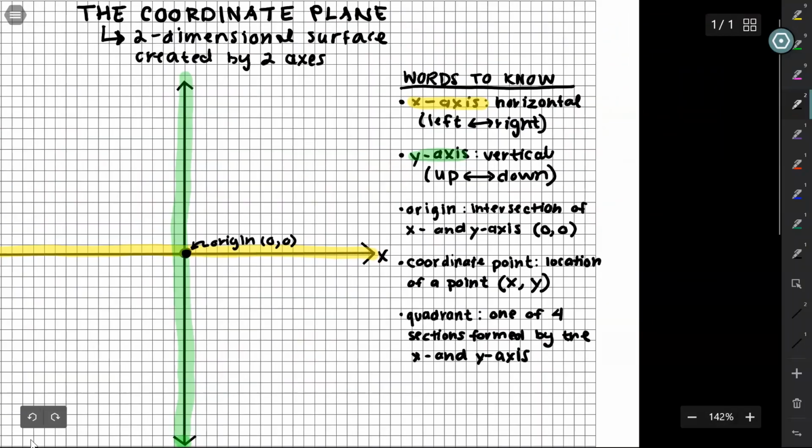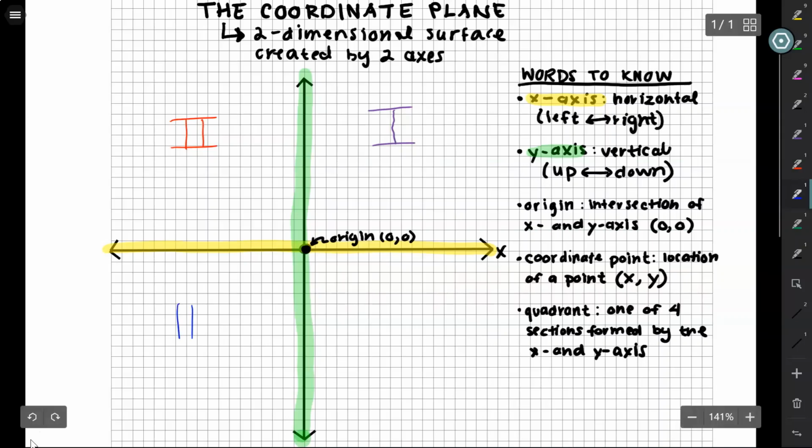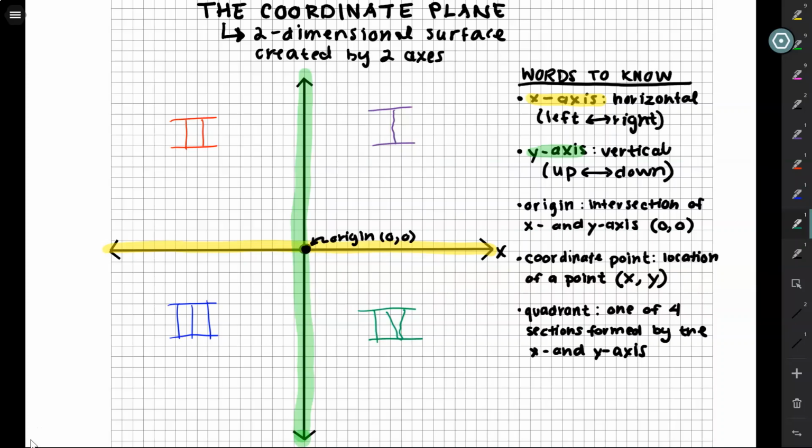Alright, so now we're going to talk about the quadrants. We divide our coordinate plane into four quadrants. We're going to start with the upper right hand quadrant, and that is quadrant 1. We label these counterclockwise. We're going to move to the upper left, and that's going to be quadrant 2. Bottom left is quadrant 3, and bottom right is quadrant 4. Each of these quadrants has specific properties that we're going to talk about.